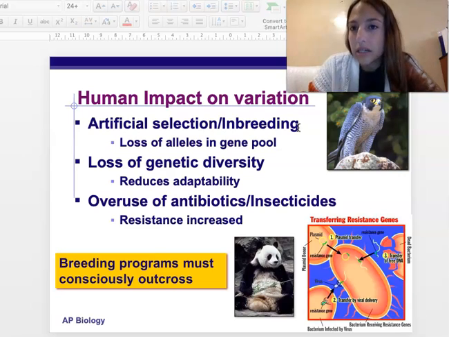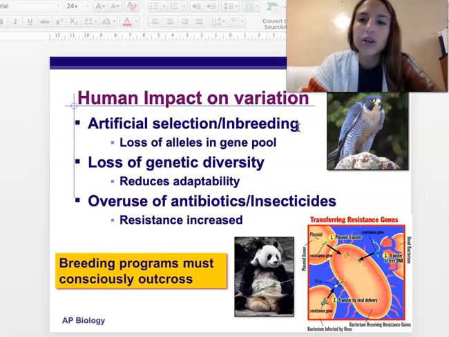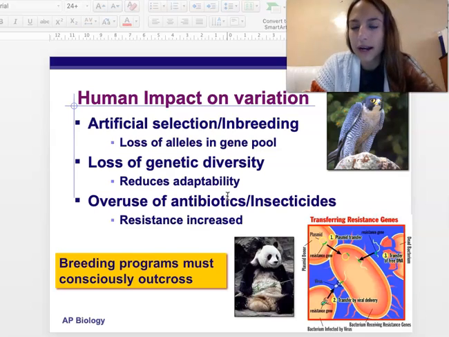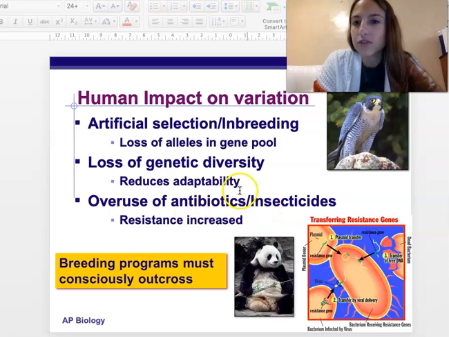and their population, their species has very little genetic variability. You can also produce superbugs or super bacteria or super plagues because of the use of antibiotics and insecticides, creating resistance. So that's also super important.